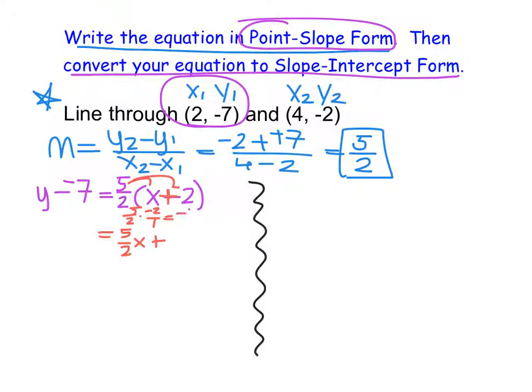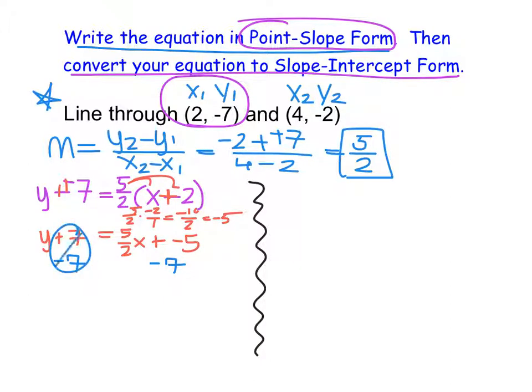So that becomes negative 10 over 2 or negative 5. So we have 5 over 2x plus negative 5. And then on the left-hand side, I utilize keep, change, change, and I have y plus 7. So then from here, I know that my ultimate goal is to get y by itself so that it's in slope-intercept form. So I'm going to subtract 7 from each side.